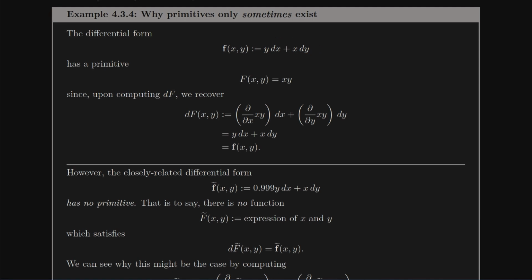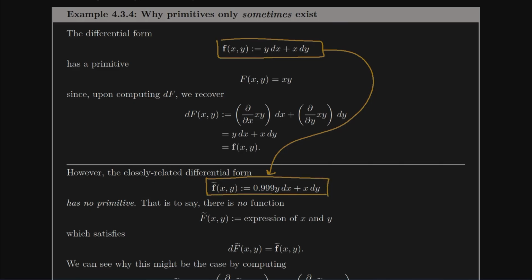Now I'm just going to modify this function ever so slightly. So this differential form, let's modify it. Let's modify the coefficient on y. Up top, I've got a coefficient of 1. On the bottom, I'm going to modify that coefficient to 0.999. So close to 1, but not quite 1. And I'm going to claim that this differential form has no primitive. And how can I prove that it has no primitive?